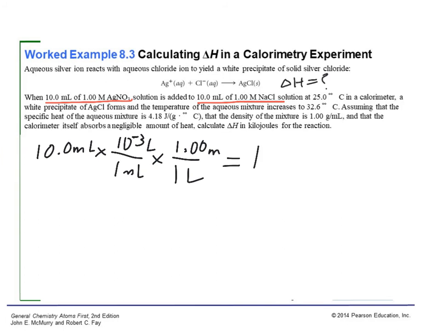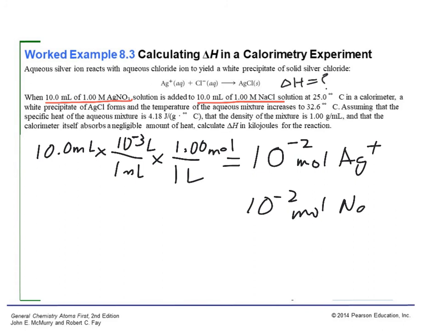So that's 10 to the negative 2 moles of silver we reacted, and we reacted the same quantities of sodium chloride, so we also have 10 to the negative second moles of sodium chloride, or chloride ion. It's a 1-to-1 ratio here. And since we have the same amount, we don't have to worry about a limiting reagent, which makes life really, really nice.